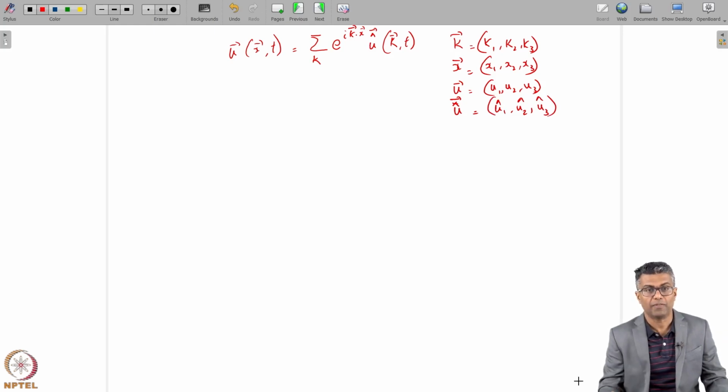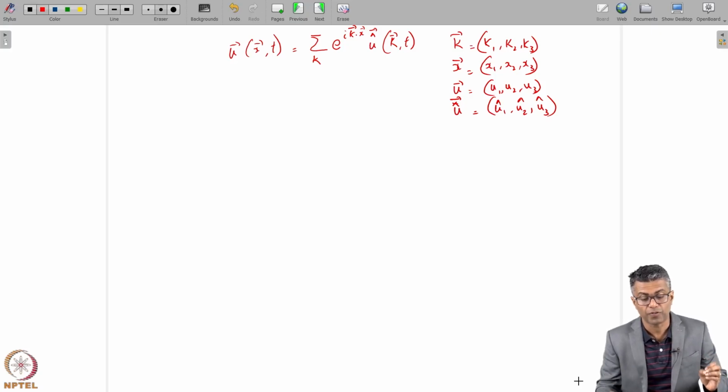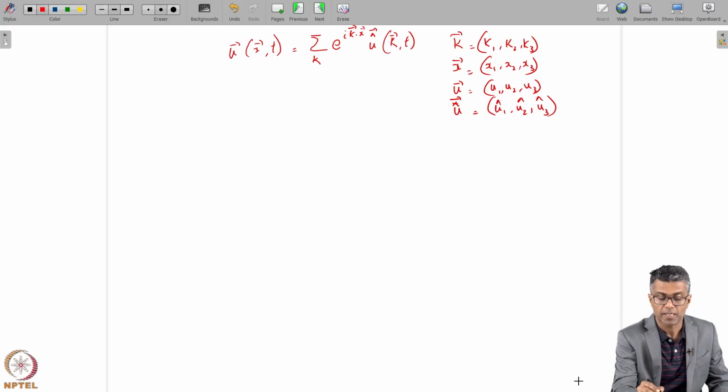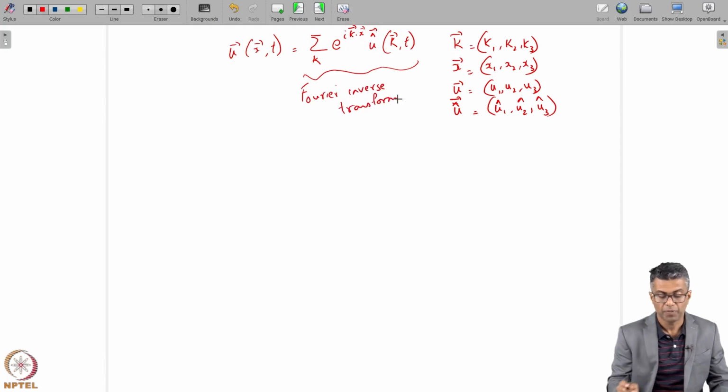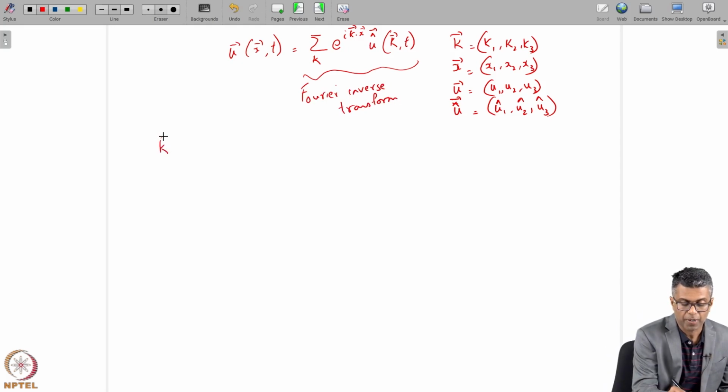So this is what I have, isn't it? u of x,t is the Fourier inverse transform of u hat, or the summation over all wave numbers of e to the i kappa dot x and u hat of kappa, t. This right here is what I'm calling a Fourier inverse transform.